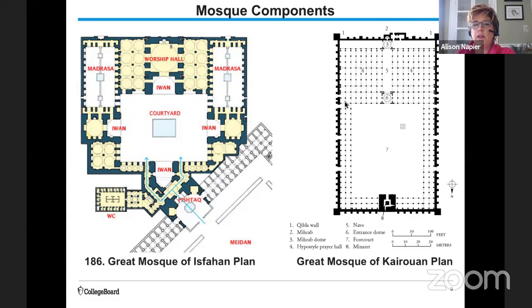The Qibla wall is the most important wall, and you can see that here on this plan from Kairouan. That is the wall that is closest to Mecca. That is how you know directionally that you're facing the right way towards Mecca when you pray. And inside of that wall, there is a mihrab, or a semicircular niche, often marked with a dome in front of it. And those are really the required elements.